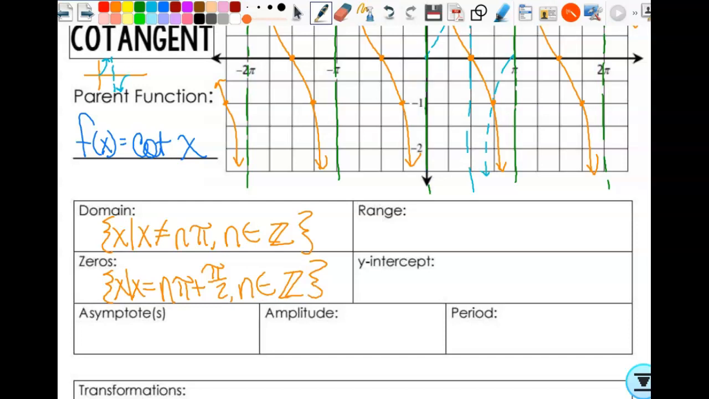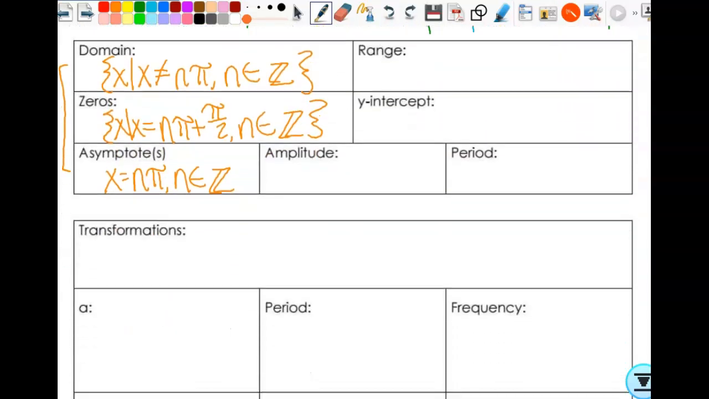Yes? Then I should be able to get my asymptotes. That's going to be x equals n times pi, where n is an element of the integers. What's my range here? Negative infinity to infinity. Good. Do I have a y-intercept? No. Do I have an amplitude? No, because I don't have a maximum or a minimum. Right? What's the period here? Pi, just like it was for tangent. Okay, so tangent and cotangent are pi, all the rest are 2 pi.